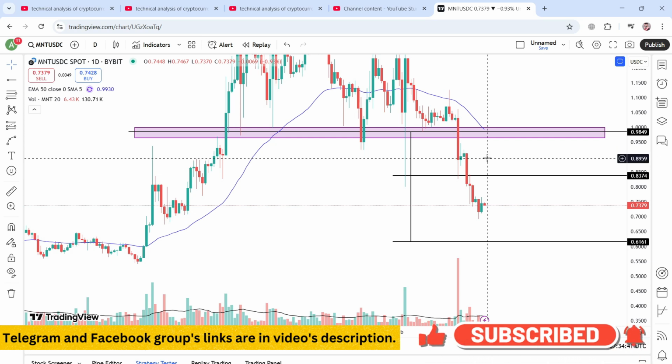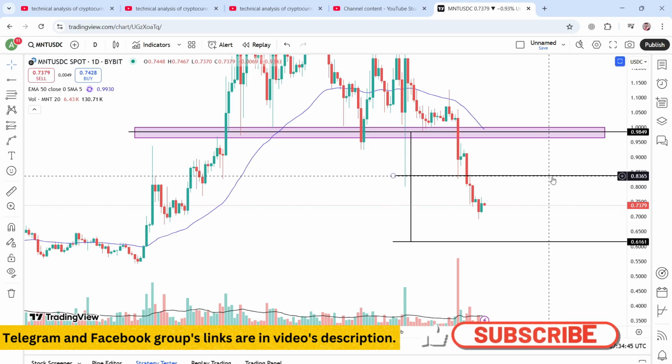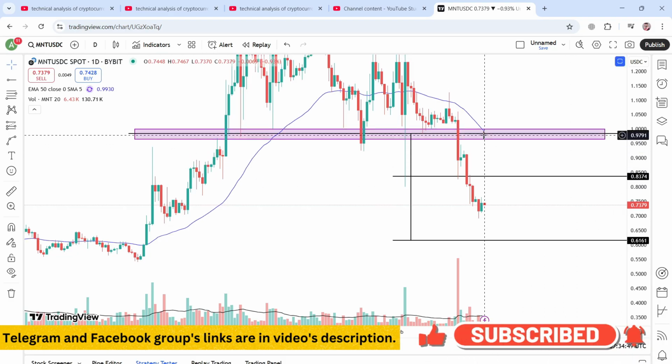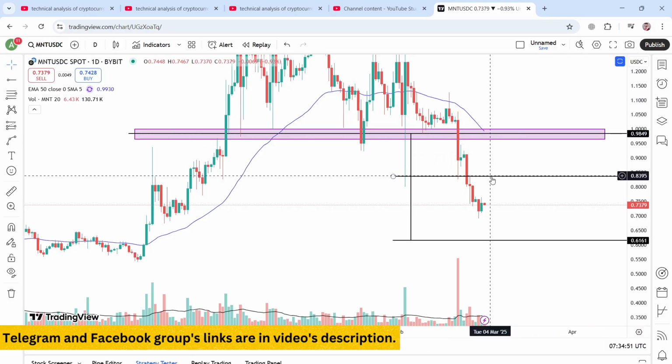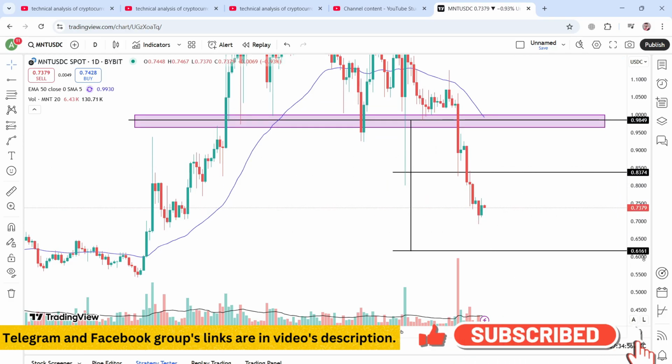If the prices move on the upside, you should definitely go for selling into this coin, and you can also open your short selling position in this coin if you see the prices moving around 0.9849. After that, the prices will definitely fall on the downside, and they will try to achieve the final target on the downside, that is 0.6161.